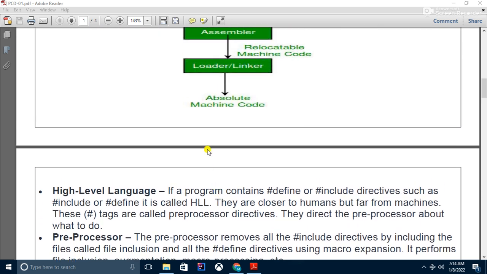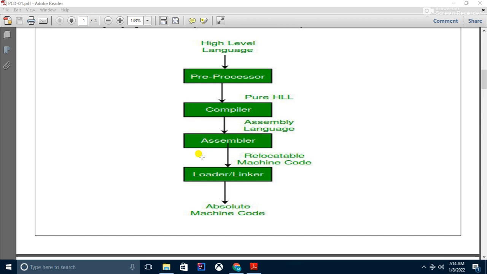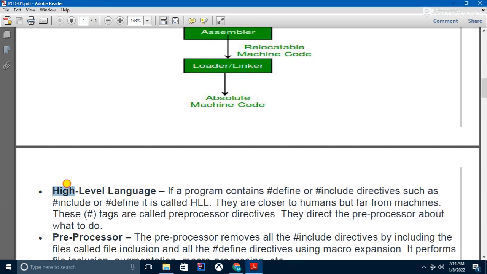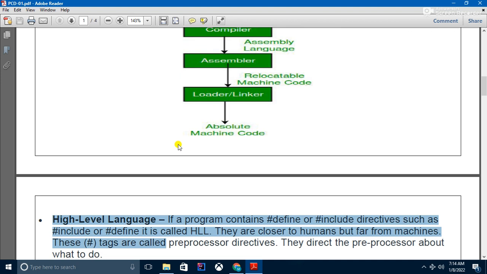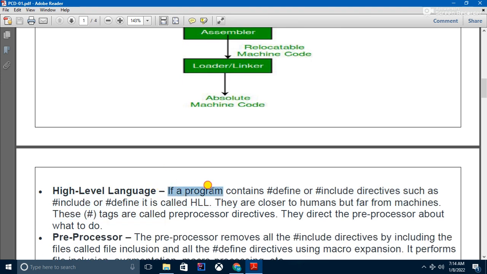Before going to discuss that, as we have discussed this diagram, we'll see the terminologies present in the diagram. High level language: if a program contains hash define or hash include directives, it is called a high level language program, and these are also called preprocessor directives. They are closer to human understanding but far from machines. So these hashtags are called preprocessor directives. They direct the preprocessor about what to do.